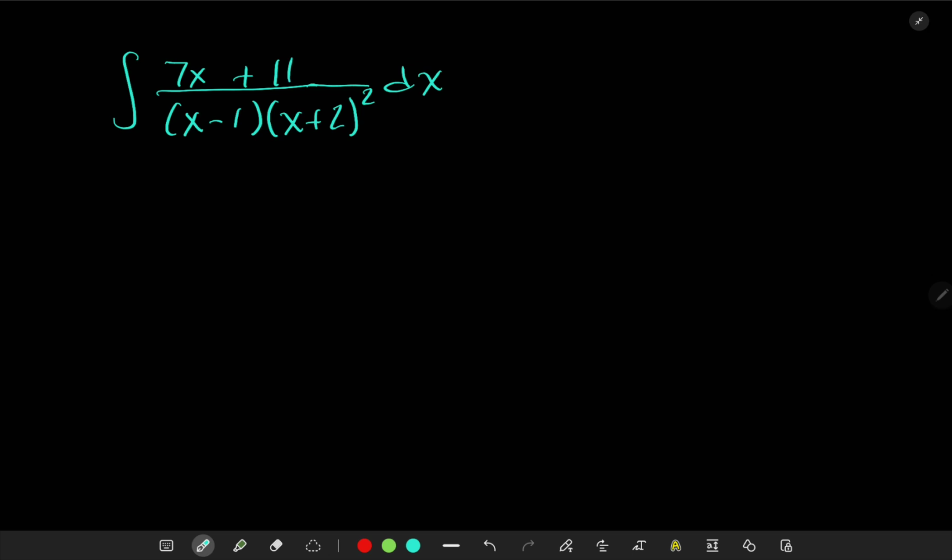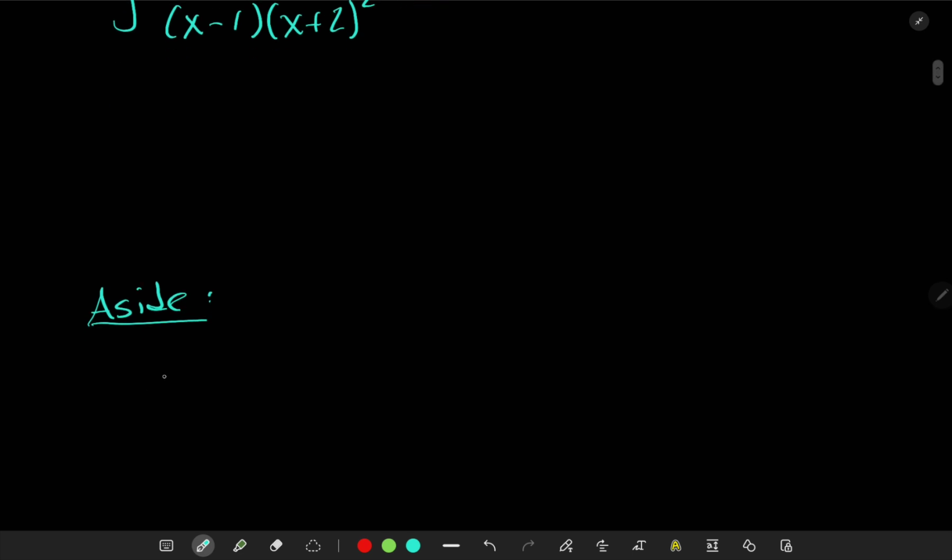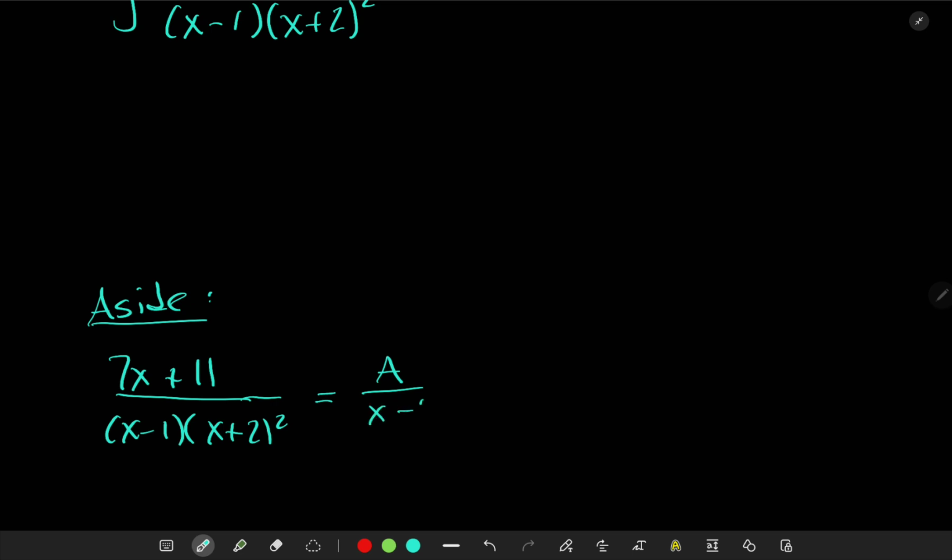Well, remember in the previous video, I told you that you would want to write this expression, 7x plus 11 over (x minus 1)(x plus 2) squared, in a certain way. For the first one, it's no problem, because it's linear, so you want something of degree 1 less. So you could potentially just say, I'm going to pick bx plus c and divide it by (x plus 2) squared, and that would be okay.